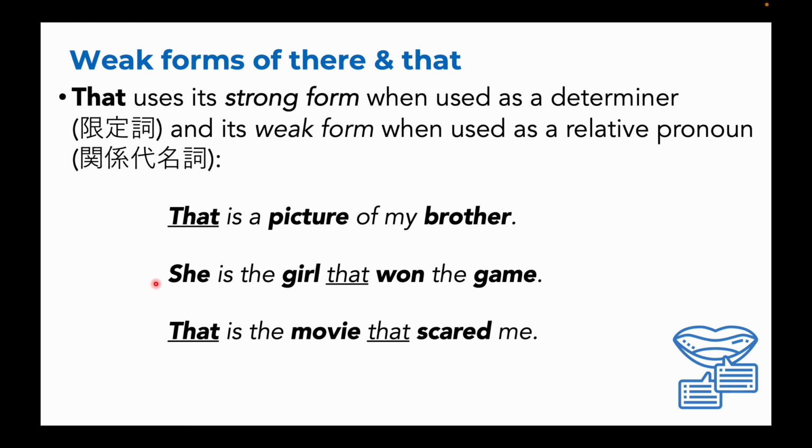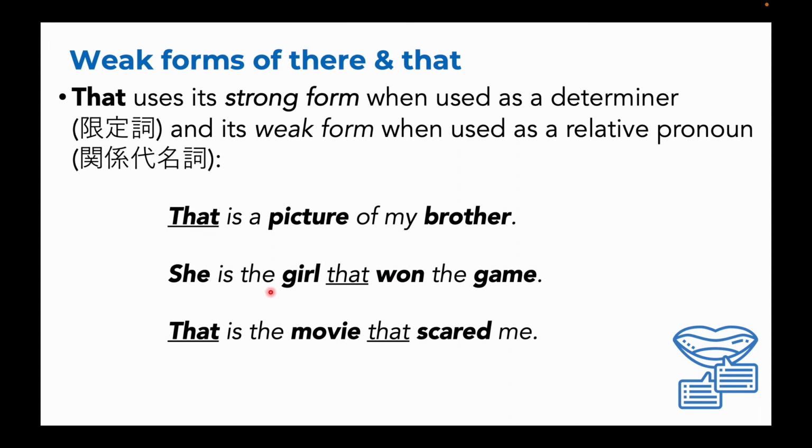In the second sentence, she is the girl that won the game. Here, that is used for grammar, used as a relative pronoun to describe what's happening with the girl, right? She's the one that won the game. She's the girl that won the game. But this that is a very short sound. Its weak form is just going to use the schwa sound in it, and you would not stress this word.